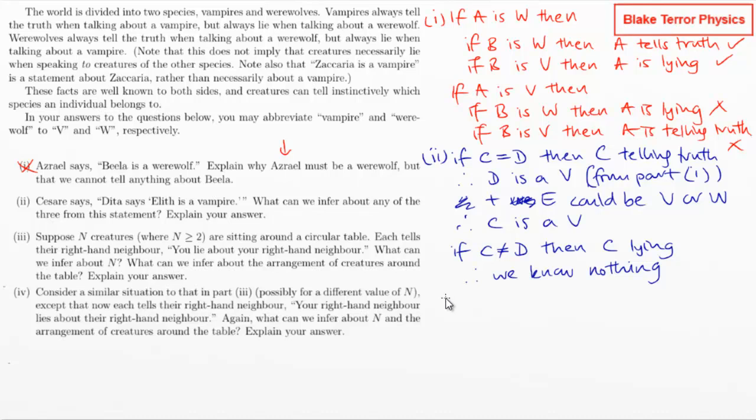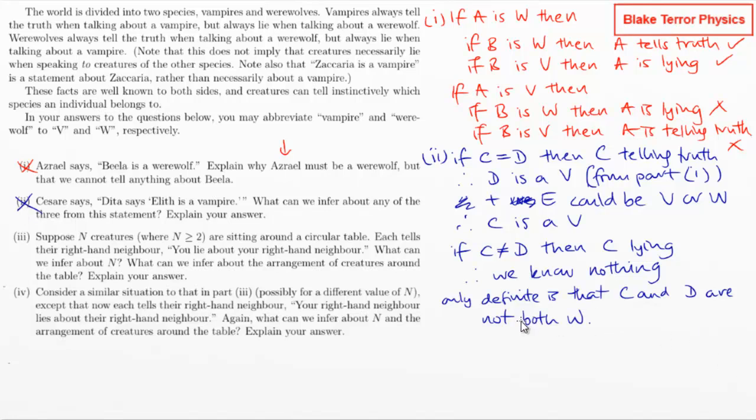Then the only definite thing is that C and D are not both werewolves. That's all we can say, I think, out of this, because if they're different to each other, then anything could be going on. If they're the same, then they both have to be vampires. So that's about the only definite thing we've got out of all of that. Right, that was pretty tough.